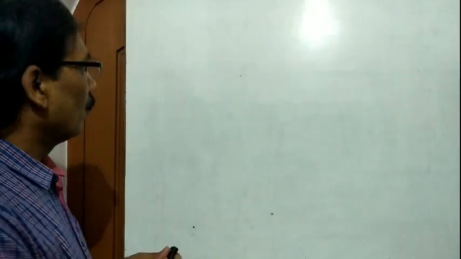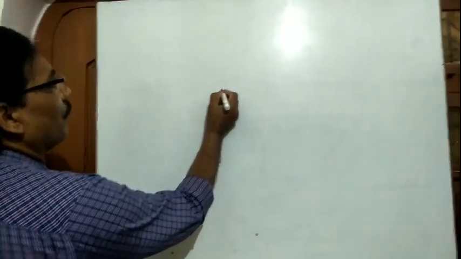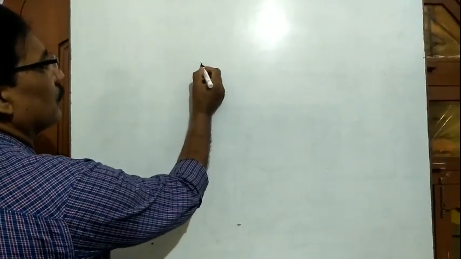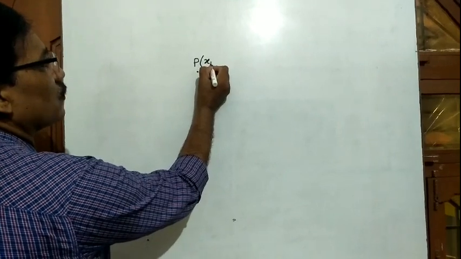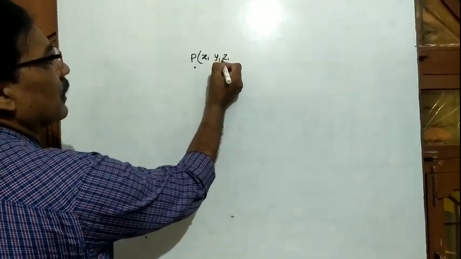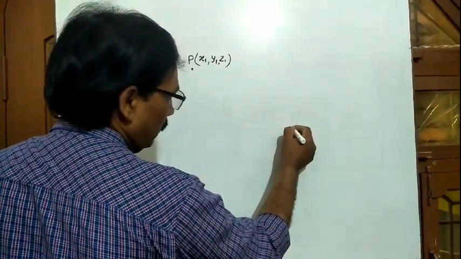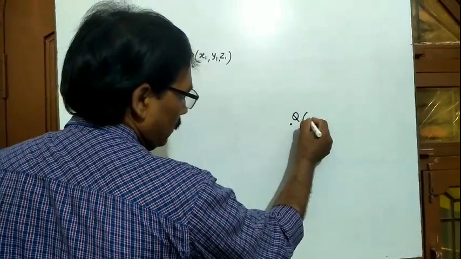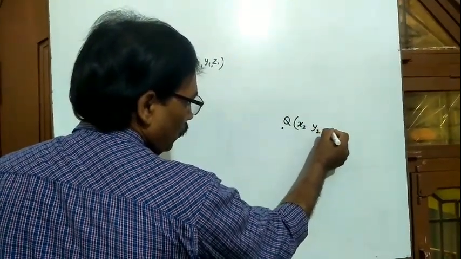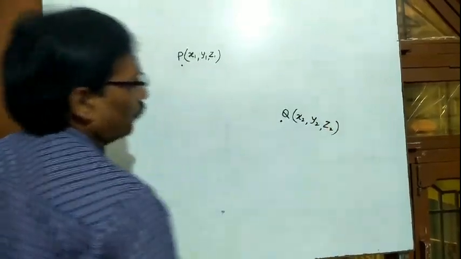Today we will study Coulomb's law in vector form, but before that we will have a little revision of vectors which we have studied in class 11th. Suppose here we have a point. This is a point P. Say it is x1, y1, z1, and here is another point, say Q. It is x2, y2 and z2.